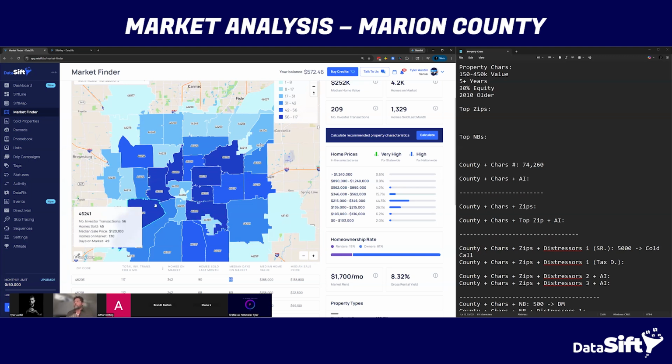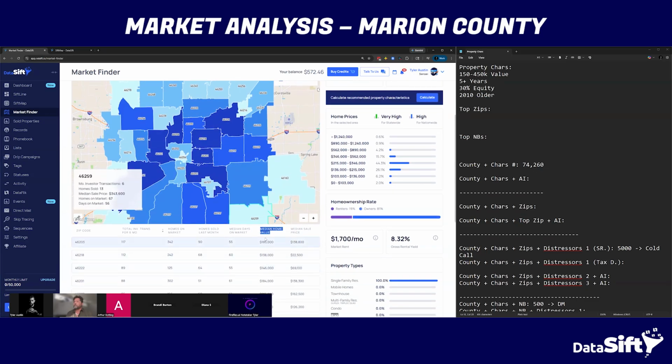Second to that, I like 46241 just because the days on market is low and it does have a decent amount of investor transactions. And then third, if I was to say my top third zip code, also I'm kind of looking at the home value down here, because you want to make sure you're above your 150 ideally. And this one right here, 46241.